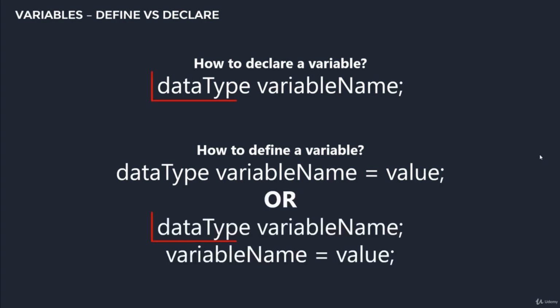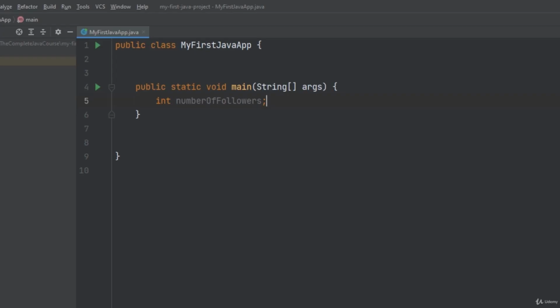Or we can first declare the variable and then type in the name and equals, the value and a semicolon. Okay, how it works in practice. I'm going to show you the second case here. So enter here and numberOfFollowers. And IntelliJ offers us the variable name, enter, and then equals, and 195, and a semicolon here as well.